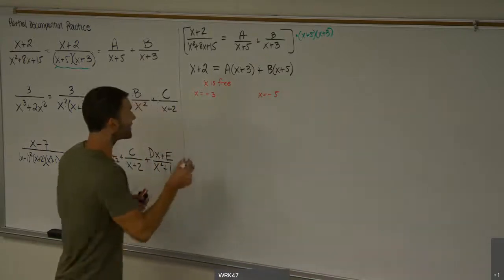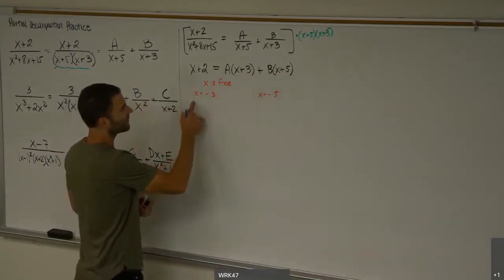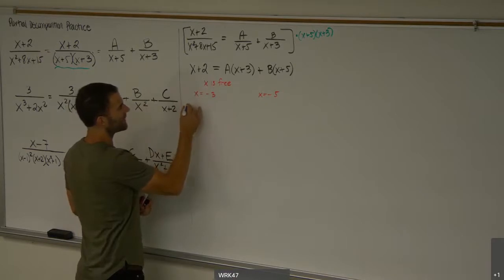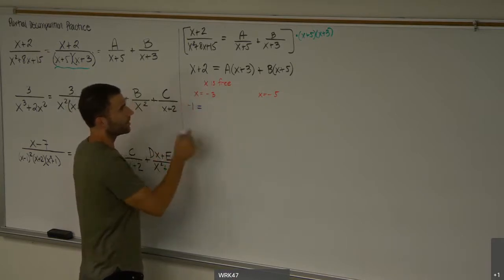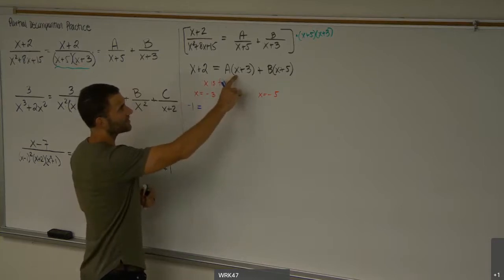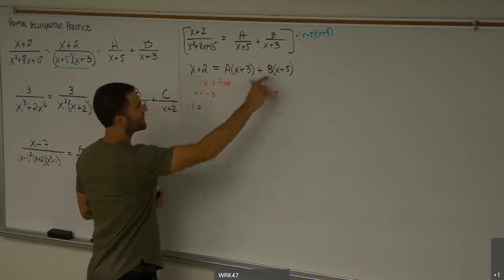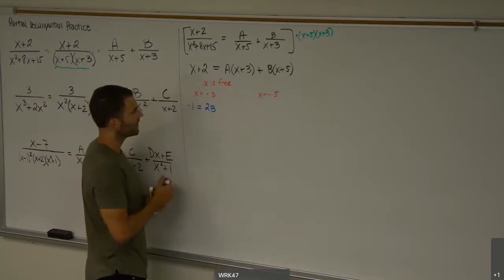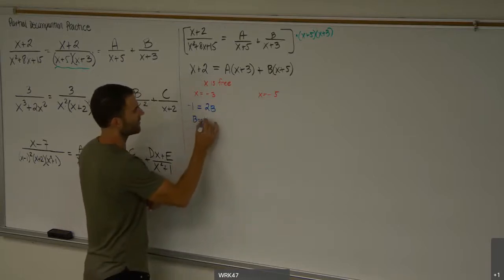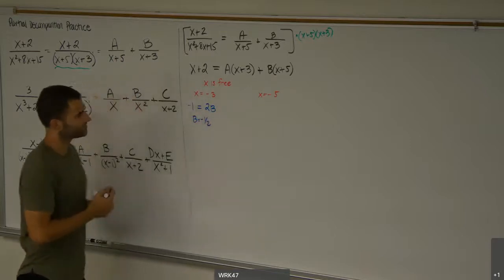So first, let's let x be -3. If x is -3, on this side we get -1 times -3 plus 2. On the right-hand side, this term's gone because it's times 0. This term gives me 2b. -3 plus 5 is 2. Well, that means b is -1/2. I just found b.